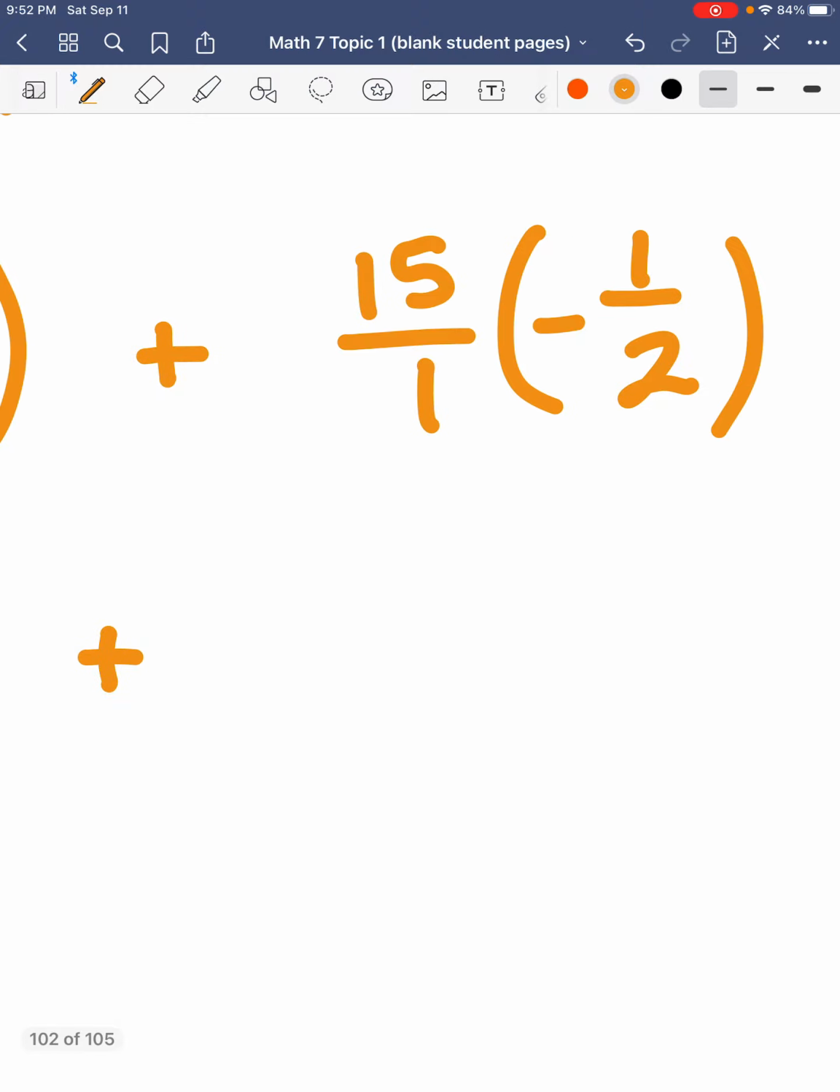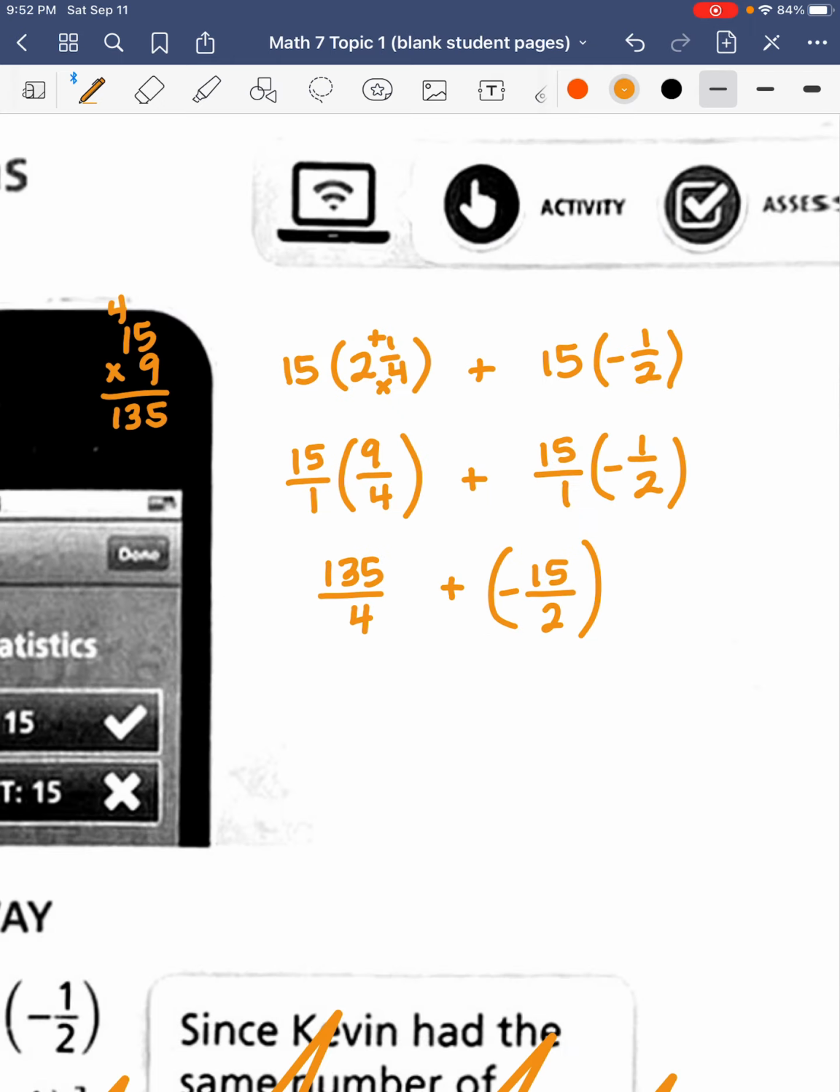Plus, let's see what we have over here. Does anything reduce? Nope, it doesn't look like it. So we're going to have 15 times 1, that's 15. And then 1 times 2, that's 2. And remember, this one needs to be negative. Okay, so now we're just adding 2 fractions together. But I have one problem. I don't have the same denominator, and I really need the same denominator. So I'm going to change this one here so that I have the same 4 in the denominator.